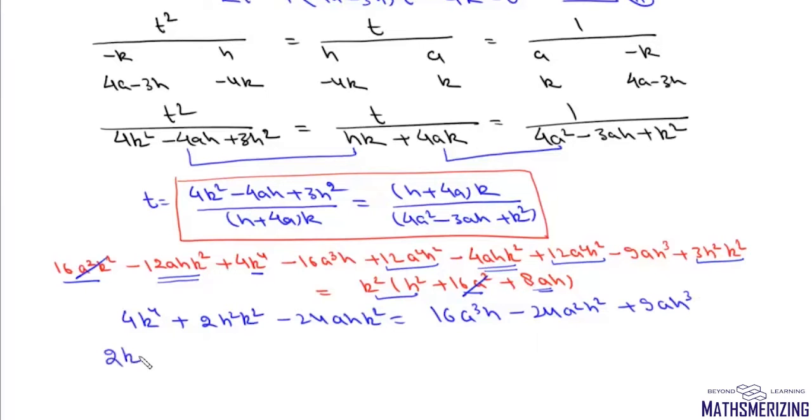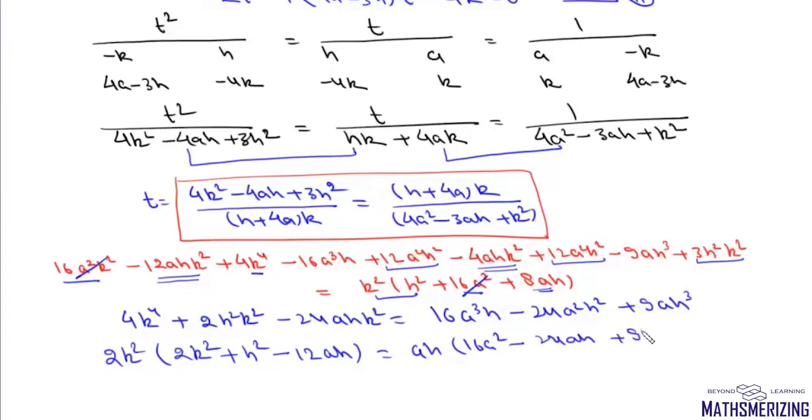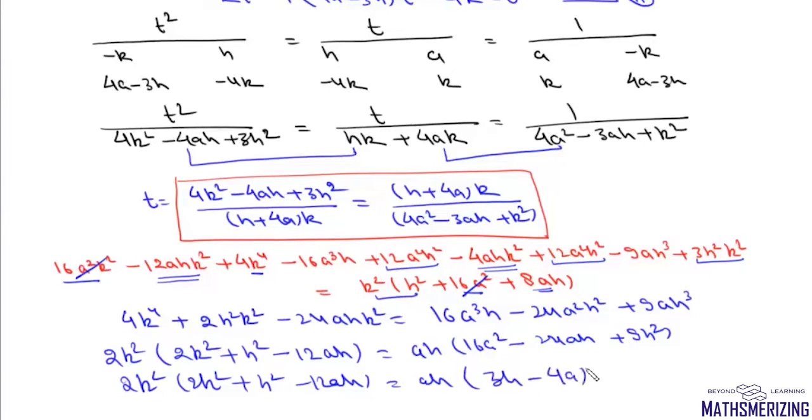So if we take 2k square common, we'll get 2k square plus h square minus 12ah, and here we'll take ah common. So we'll take ah common, we'll get 16a square minus 24ah plus 9h square. So this is 2k square plus h square minus 12ah, and this is ah, and it will be 3h minus 4a whole square.